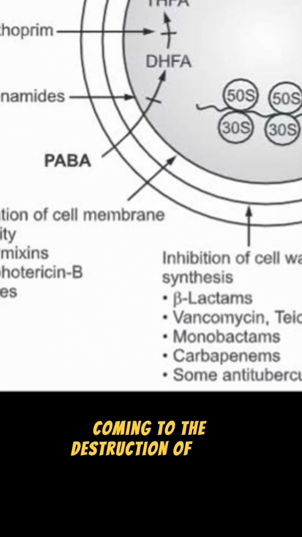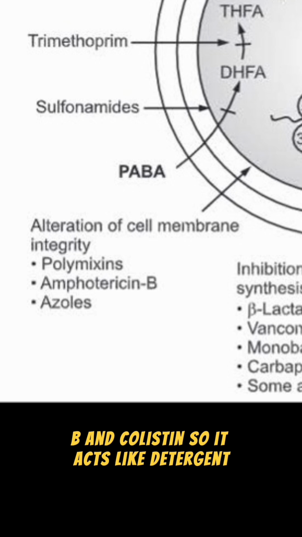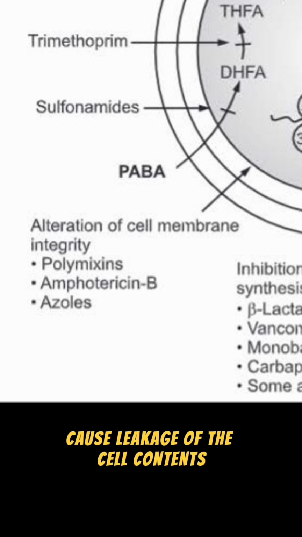Coming to the disruption of cell membrane, we have polymyxin B and colistin. They act like detergent, increase the membrane permeability, and cause leakage of the cell contents.